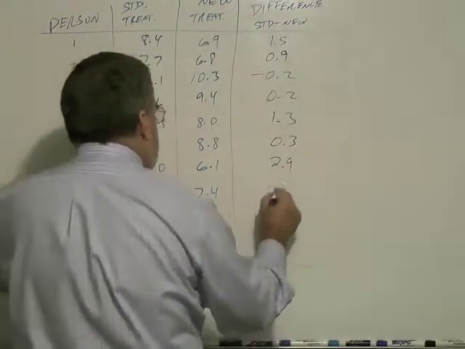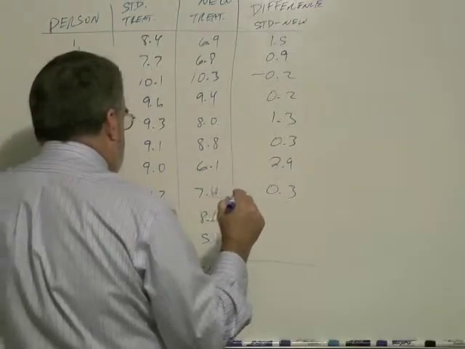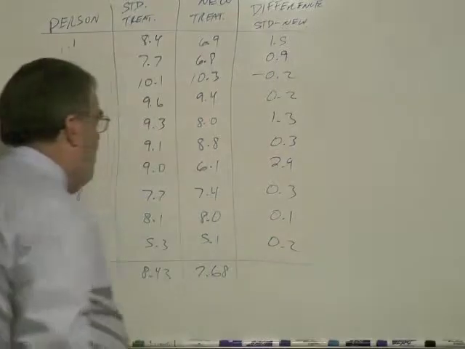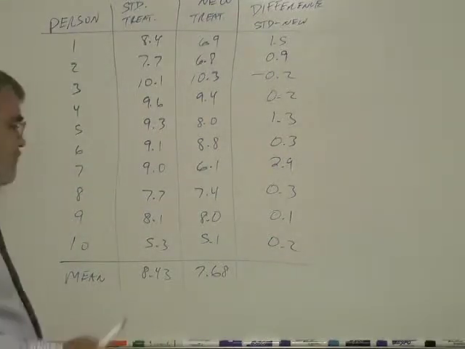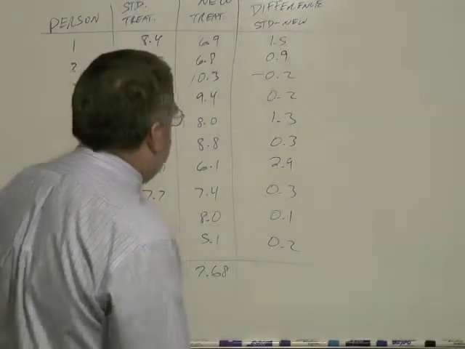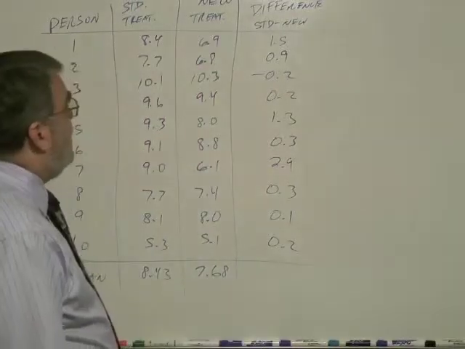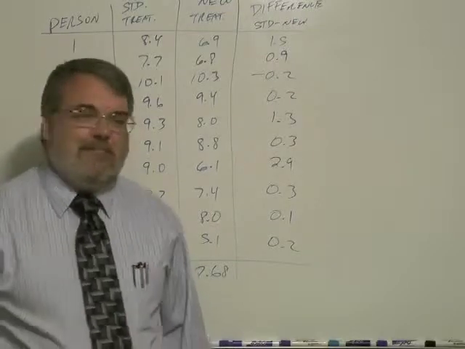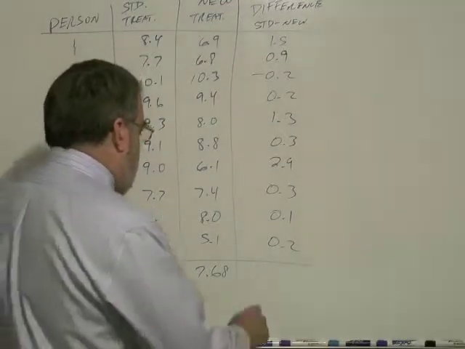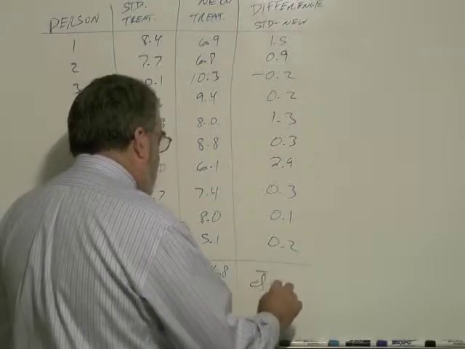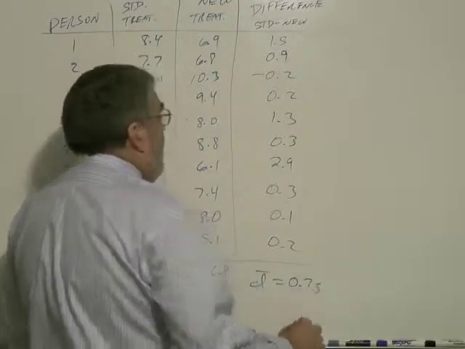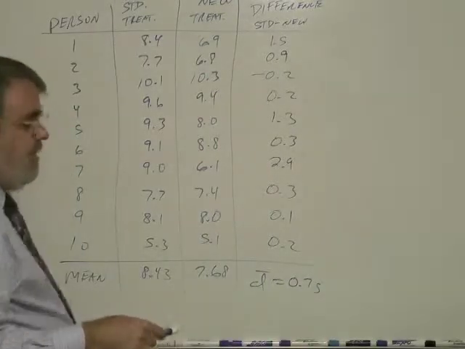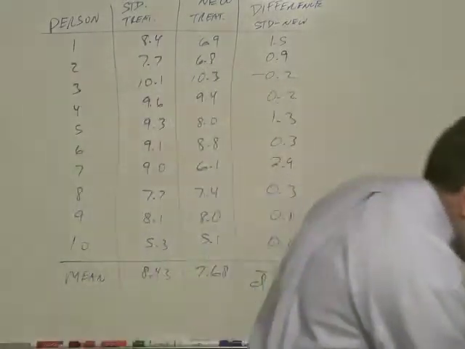2.9, 0.3, 0.1, 0.2. Okay, there we go. So those are the differences, and I want to find its average. I have calculated that. The average, which I'm going to call D bar, is 0.75. So the mean difference, person to person, is 0.75.